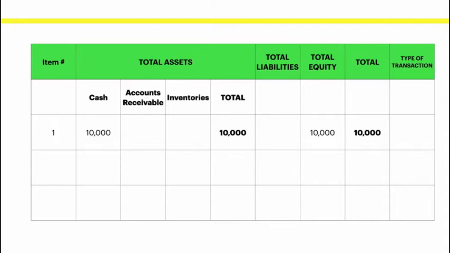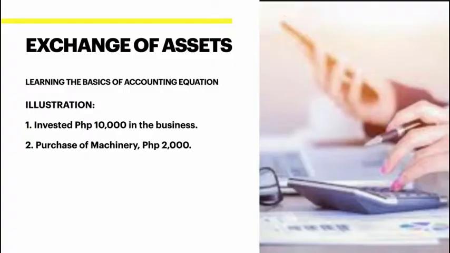What do you think is the type of transaction? You are correct. This is a source of assets. A source of assets only happens when total assets increase and the total liabilities or the total equity also increase.